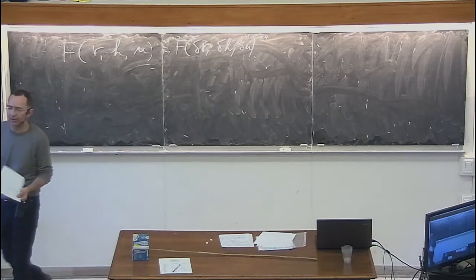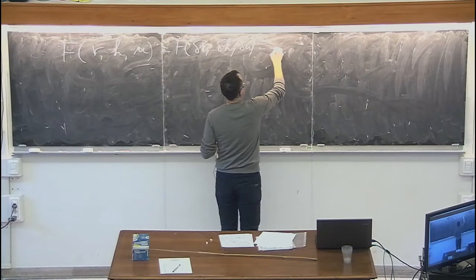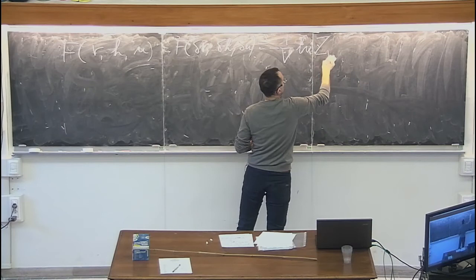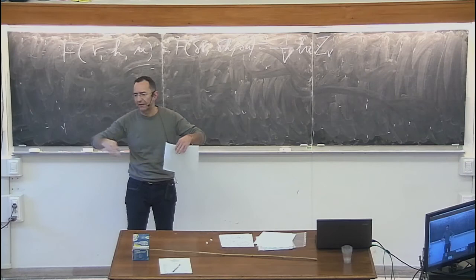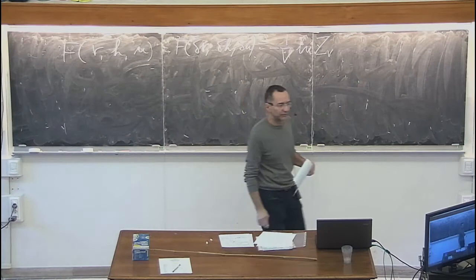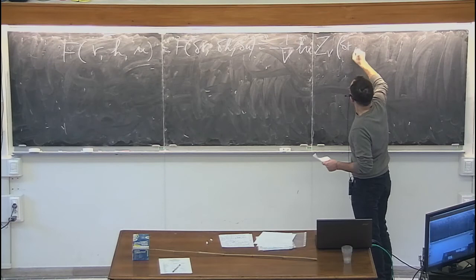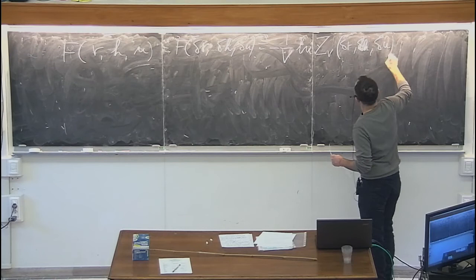This is, by definition, minus 1 over V times the log of the partition function for a system in a volume V. Then you can take the volume to infinity. That's the free energy density.